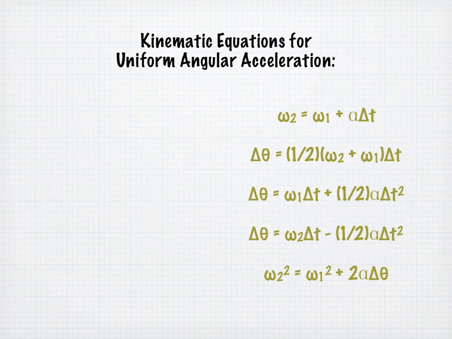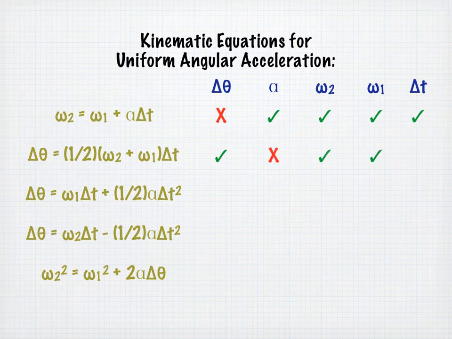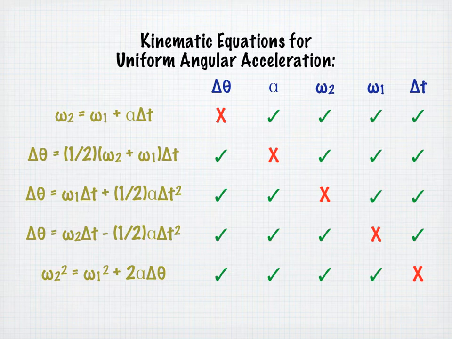Just as with the linear kinematics equations, each rotational kinematics equation only uses 4 of the possible angular variables. So when you're working on a rotational kinematics problem, write down what variables you're given and what variables you're looking for. Then look at the chart for the equation or equations that contain all those variables.